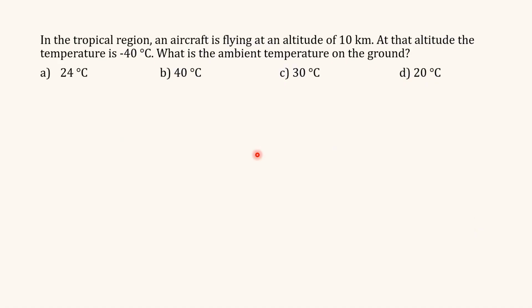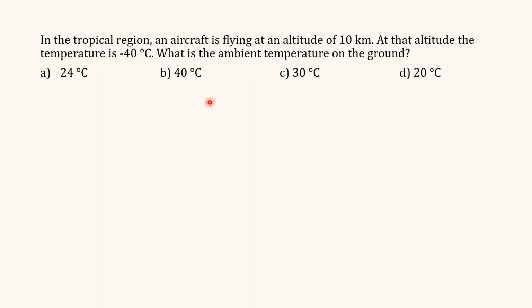Here we have the first question. In the tropical region, an aircraft is flying at an altitude of 10 km. At that altitude, the temperature is minus 40 degrees Celsius. What is the ambient temperature on the ground? So in this question, the temperature at the altitude of 10 km is given, and we have to calculate the ambient temperature on the ground.